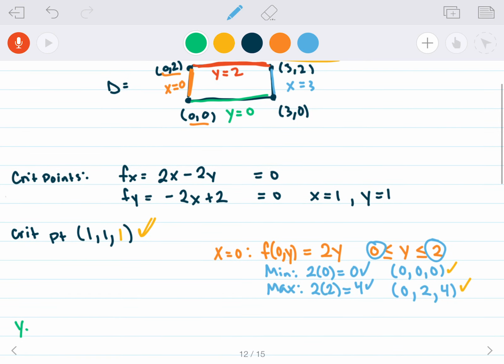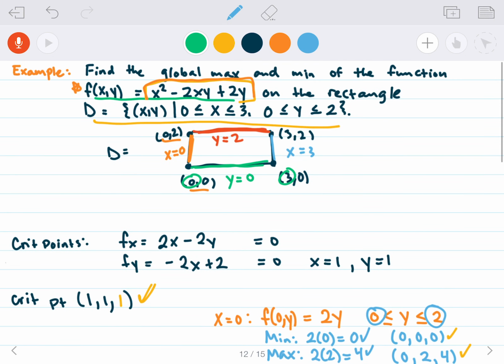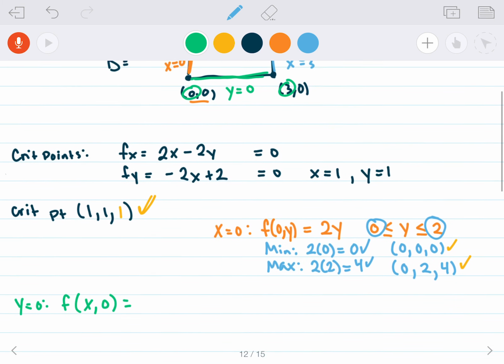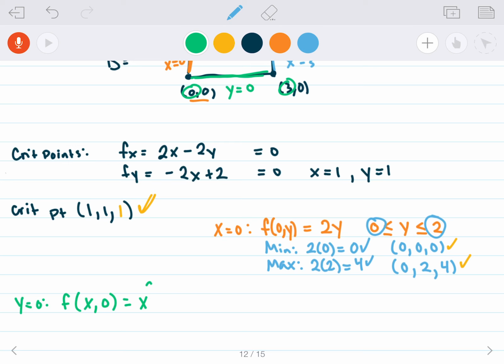When y equals 0, x can vary, but actually x can only be between 0 and 3 because we're just looking at this green line segment. So we have f of (x, 0). Now if I plug in 0 for y into this function and leave x alone, I'm going to get x squared. And remember, since we're just on this green line segment, x is going to vary between 0 and 3.